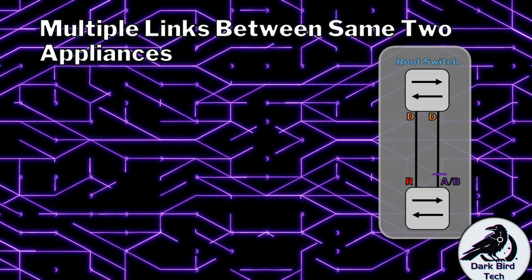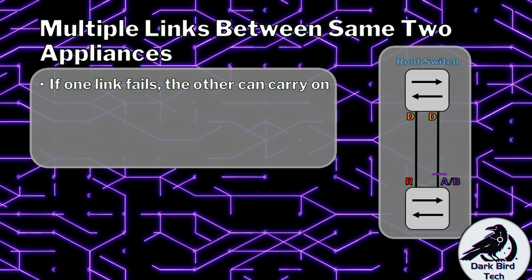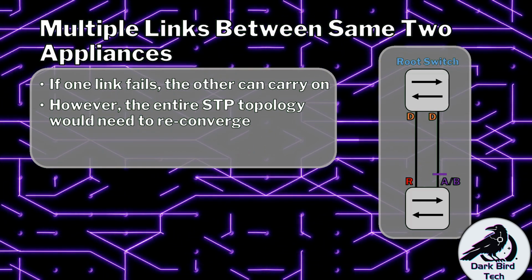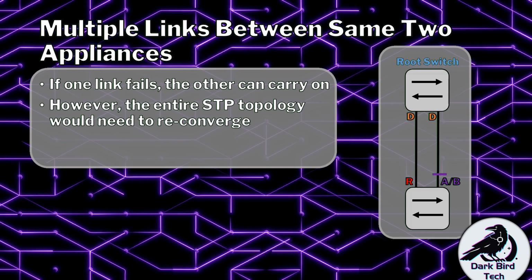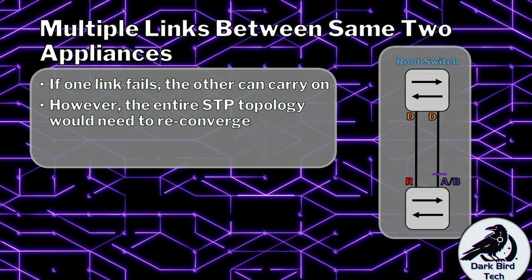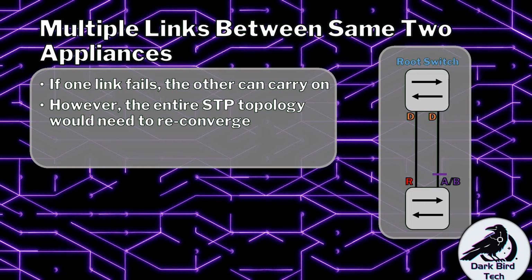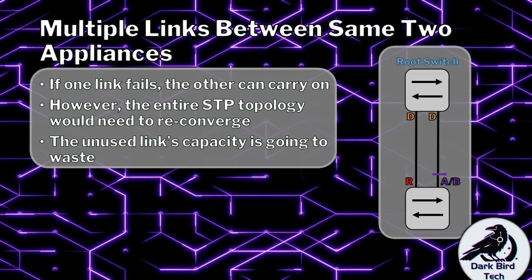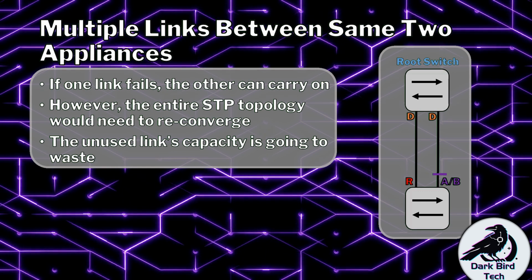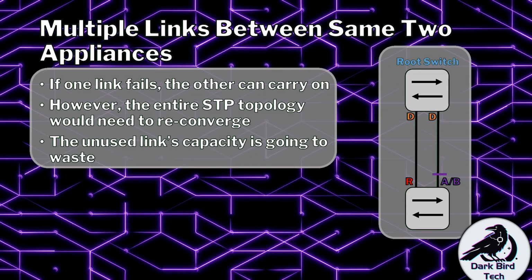Now, in terms of the redundancy, if one of the links fails, the other one can carry on working. However, that will cause the entire spanning tree protocol topology to reconverge. So if there were other switches connected here, they would have to go through the whole relearning process that we saw in the STP video. And the other problem with this type of redundancy is that the link's capacity is going to waste. The interface and link that is in the alternative or blocking state is not being used. So I've got 2 connections, but only one of them's actually getting used.